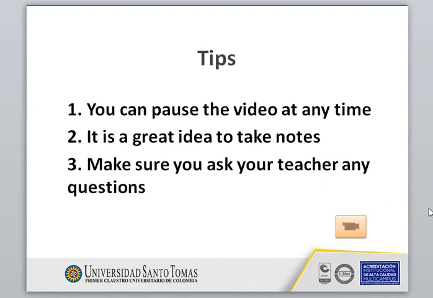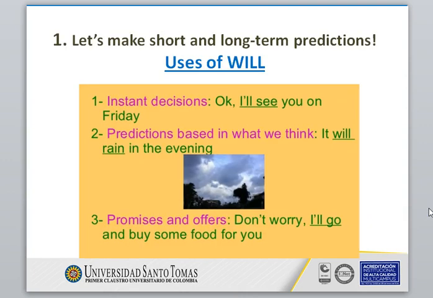So this was again a very short video clip, and the purpose was to identify the different auxiliaries and future forms they used. One of the ones they used, and I'm sure you saw it, is the use of will. Okay, and this is to make short and long-term predictions. We're going to be pretty much talking about 3 different uses. The first one, instant decisions. The second, predictions based on what we think. And the third, promises and offers, okay?